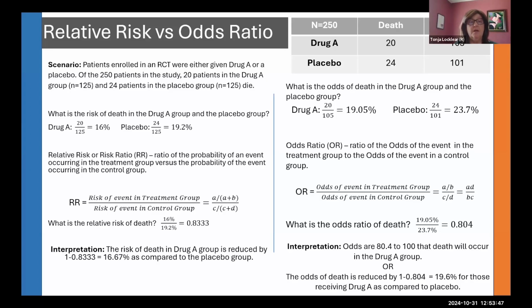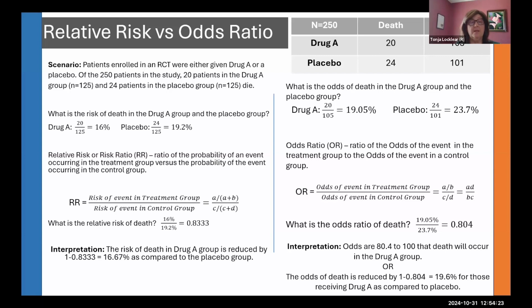A relative risk, or what's called a risk ratio, is where we take the ratio of those two values and make a fraction out of them. The ratio is the probability of the event occurring in the treatment group versus the probability of the event occurring in the control group. So when you do a risk ratio, your treatment group risk is on top and your control group risk is on the bottom. We've calculated this to be 16% for drug A and 19.2% for the placebo. That gives us this value of 0.8333.